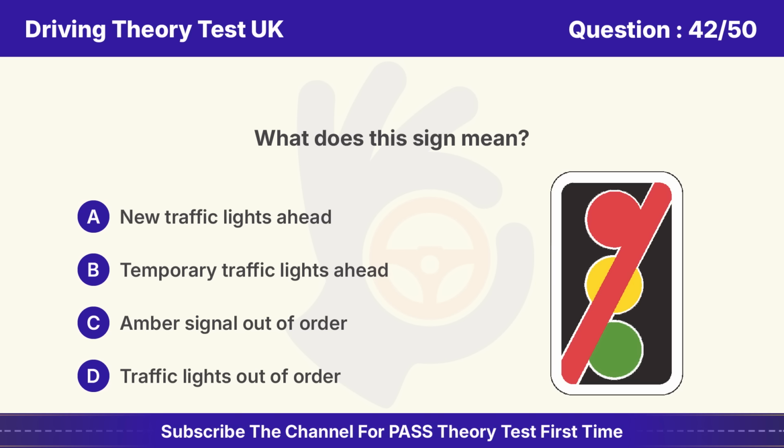Question 42. What does this sign mean? Option A. New traffic lights ahead. B. Temporary traffic lights ahead. C. Amber signal out of order. D. Traffic lights out of order.